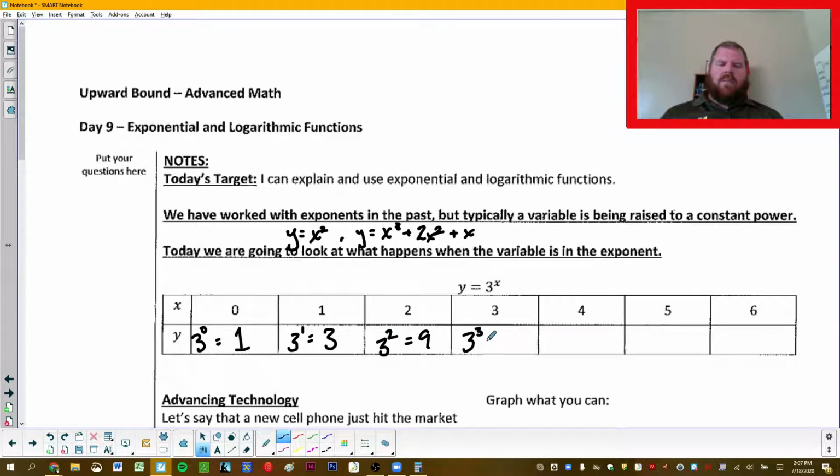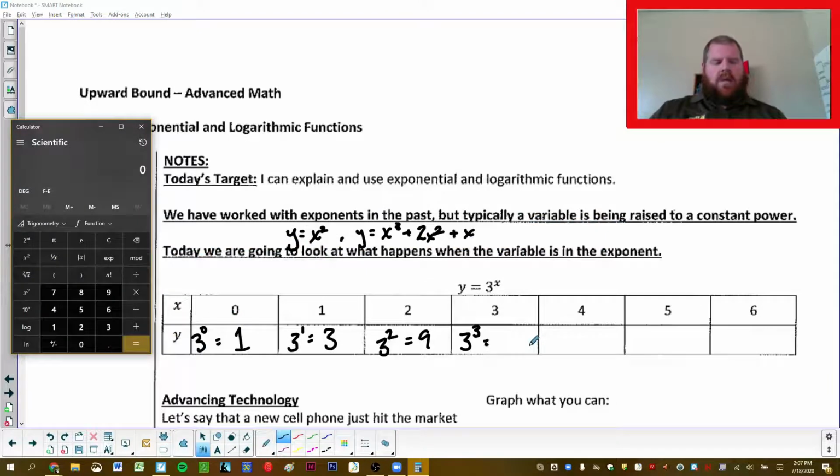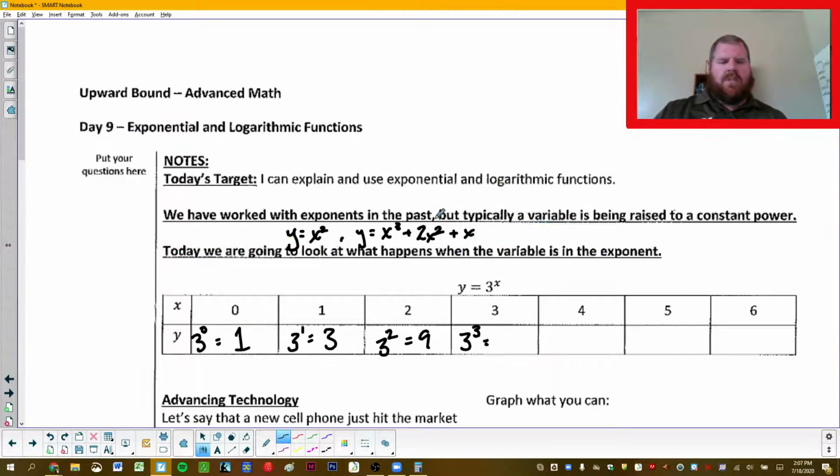3 to the third power, which is not 81. Really what we're doing is we're taking every number before it and multiplying it by 3. So maybe that's an easier way to work your way up using a calculator. And we can do that. 9 times 3 is 27.